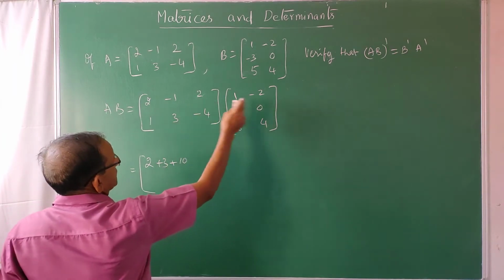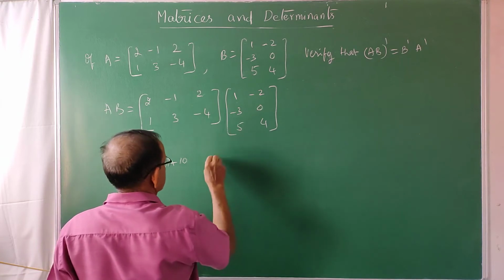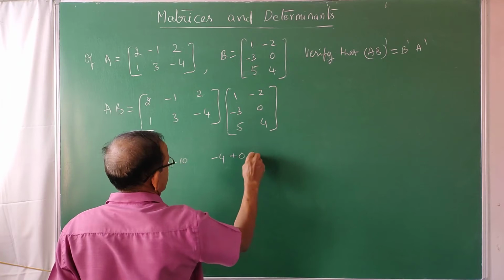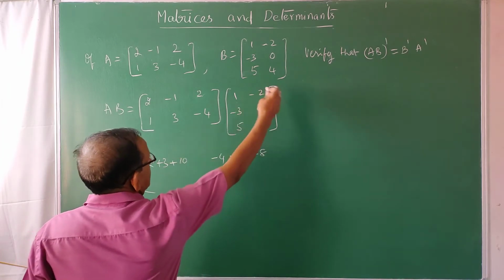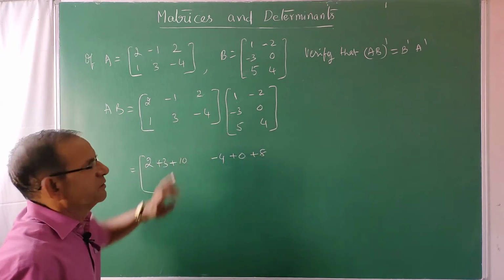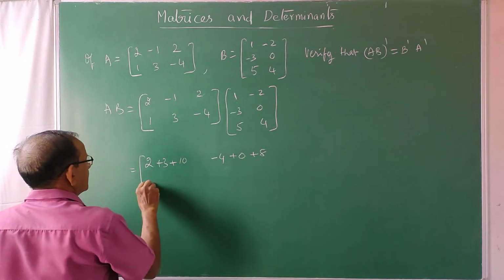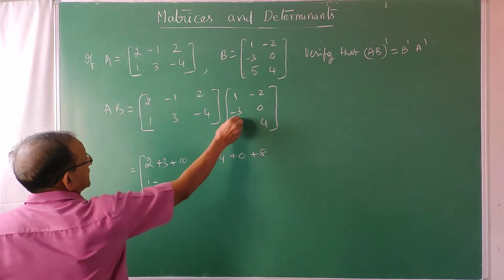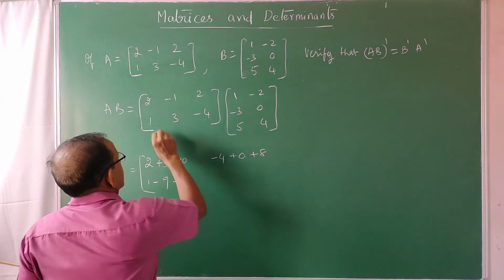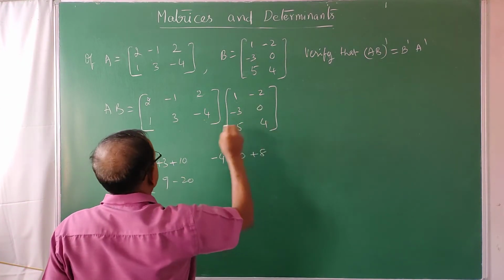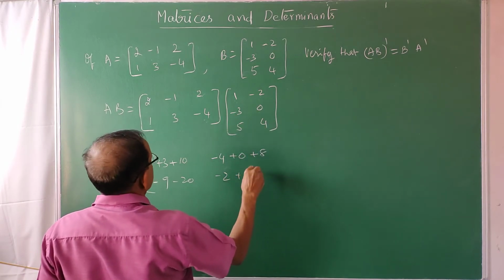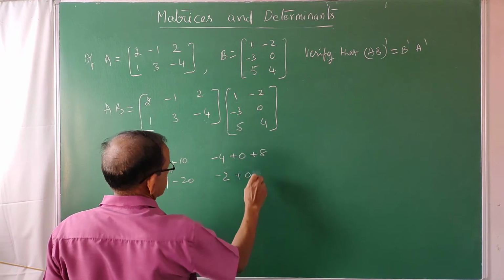Now the same row with the second column. 2 into minus 2, minus 4, minus 1 into 0, 0, 2 into 4, 8. Now no other column is there, only 2 columns. I have to find the product of the second row with the first column now. 1 into 1, 1, plus 3 into minus 3, minus 9, minus 4 into 5, minus 20. And the same row, that is second row with the second column now. That is minus 2, 3 into 0, 3, 0, plus minus 4 into 4, minus 16.